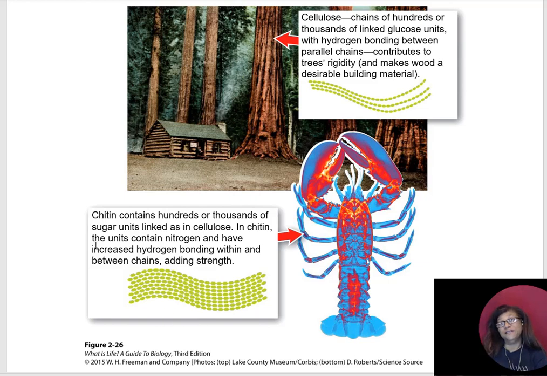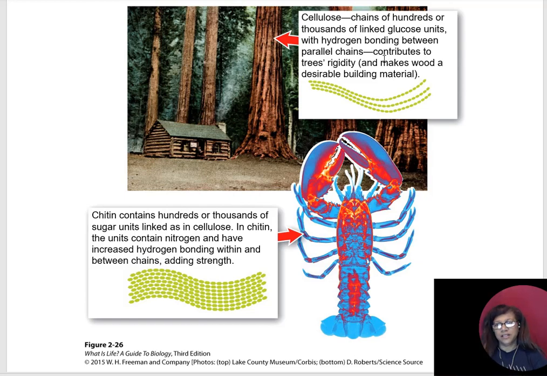Well, that shell is made of chitin, and chitin contains hundreds or even thousands of sugar units linked as in cellulose. And in chitin, the units actually contain nitrogen, and they have this increased hydrogen bonding within and between the chains, and that's what's giving the strength. And that's chitin, and it's very strong, as you can relate to if you've ever tried to crack into a crab or a lobster. That shell is made of chitin.